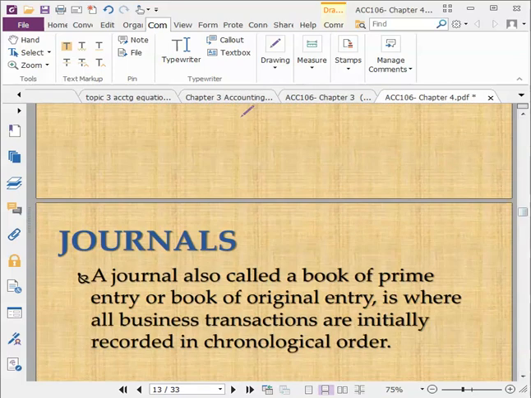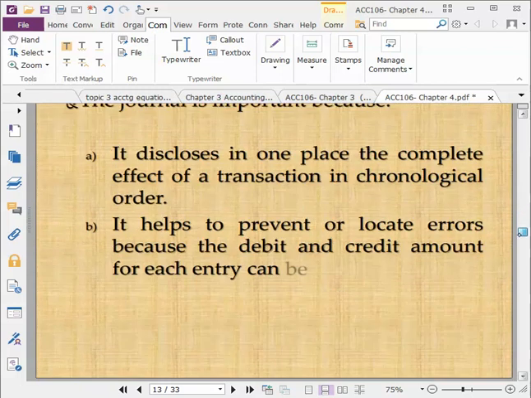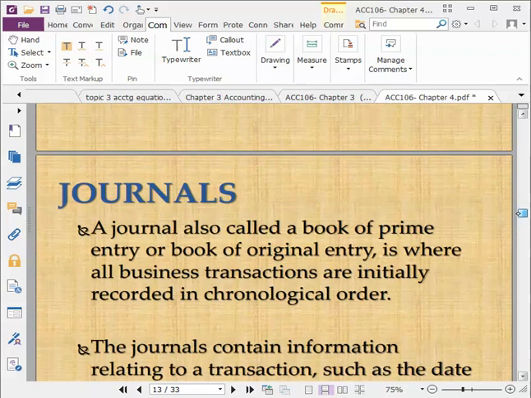So nak kita tengok pada soalan jurnal. Tadi you all dah belajar double entry, effect, T account, so tengok jurnal. A journal is also called a book of prime entry or book of original entry.